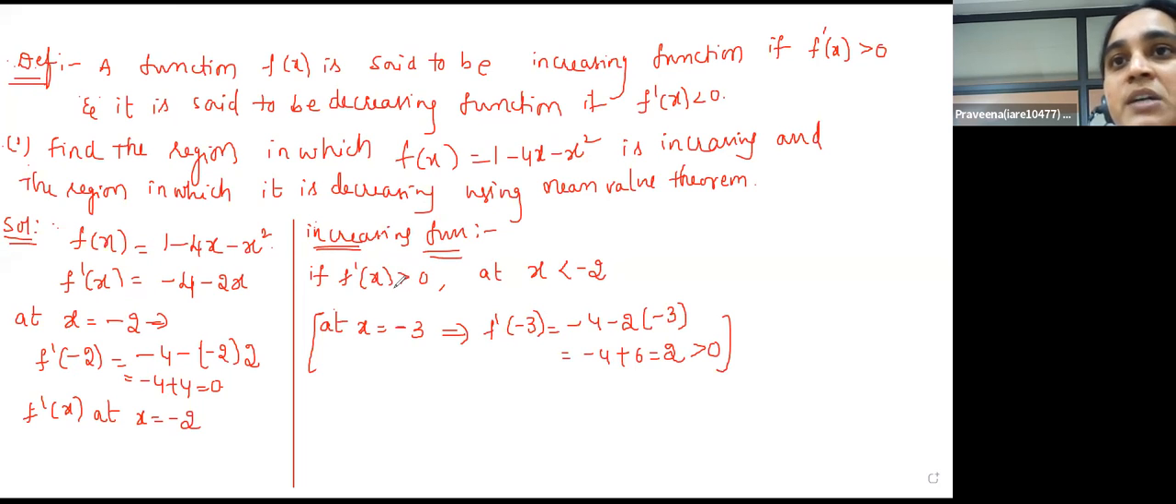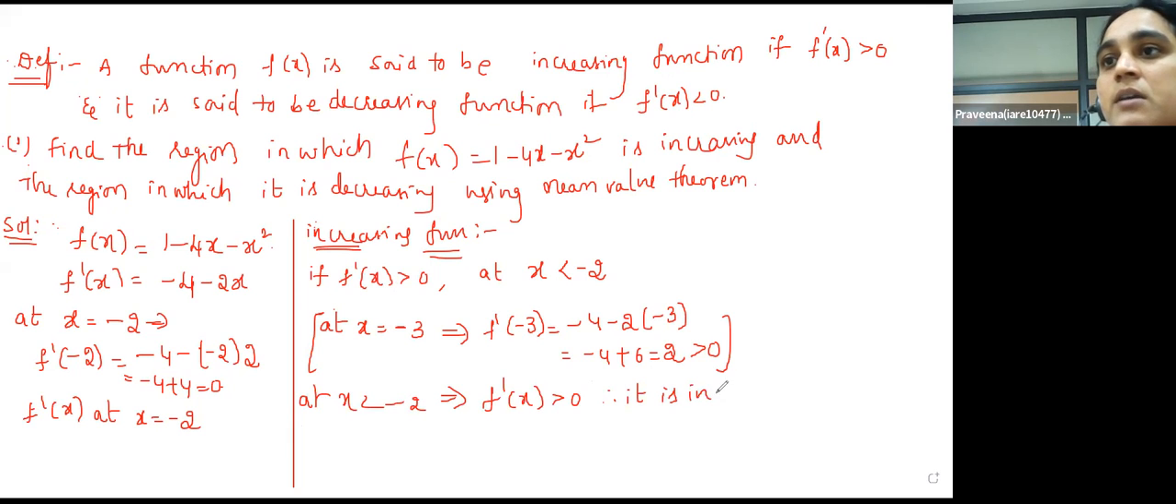Therefore it is an increasing function. Then what is the region of that? How do we write the region? Minus infinity to minus 2. For every value less than minus 2 it will be an increasing function. Therefore, the region of this is minus infinity to minus 2. Is it right? Therefore, here at x less than minus 2, f dash of x is greater than 0, therefore it is an increasing function.